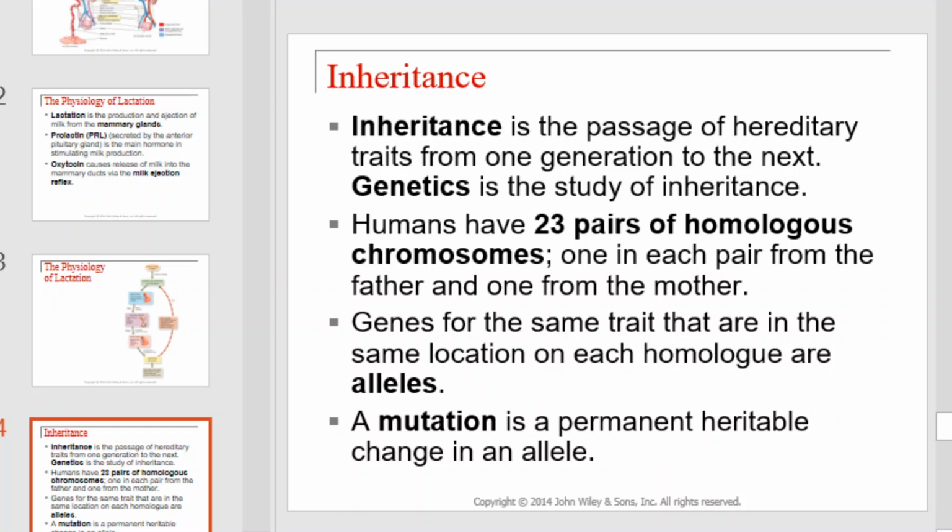Inheritance. Inheritance is the passage of hereditary traits from one generation to the next, and genetics is the study of inheritance. Humans have 23 pairs of chromosomes, 1 in each pair from the father and 1 from the mother. Genes for the same trait that are in the same location on each homologue are referred to as alleles. A mutation is a permanent heritable change in an allele.